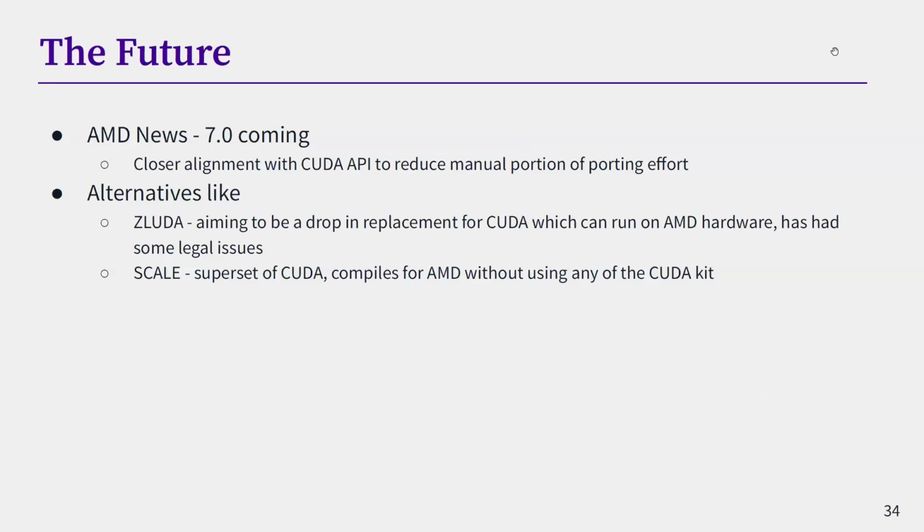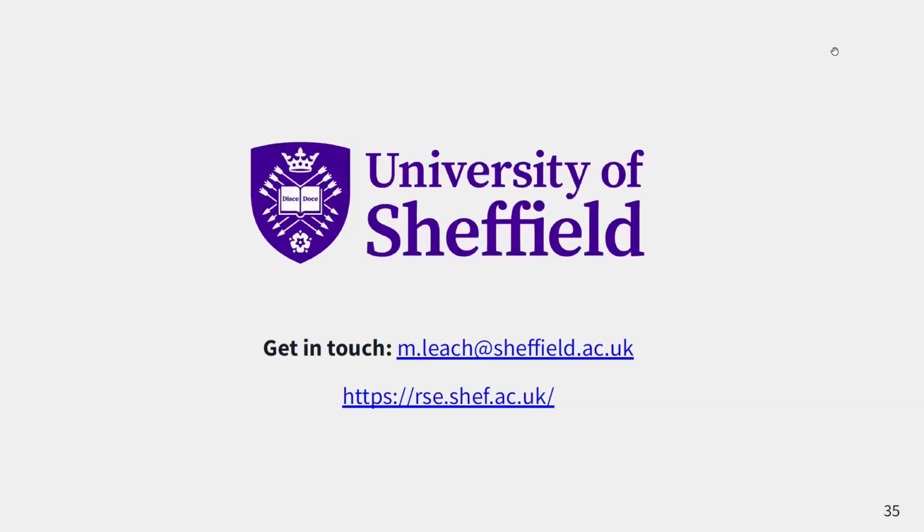And there's some alternatives coming up. These are maybe of questionable legality in some cases. So there's ZLUDA, which is meant to be a drop-in replacement. You can just run the CUDA code on your AMD cards. But they did run into some legal issues. It seems to be back for now. It might go away again. We'll see. And there's also something called SCALE, which is like a superset of CUDA and does a similar thing. They've recently published a research paper. It's not completely covering the CUDA API, but it's pretty featureful.